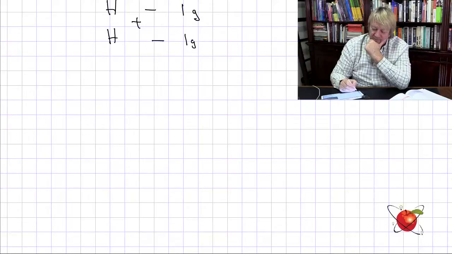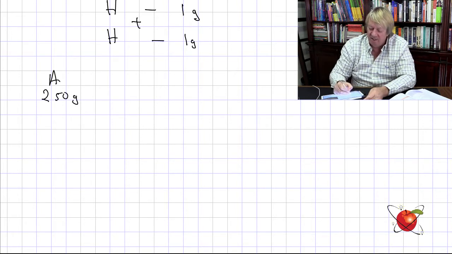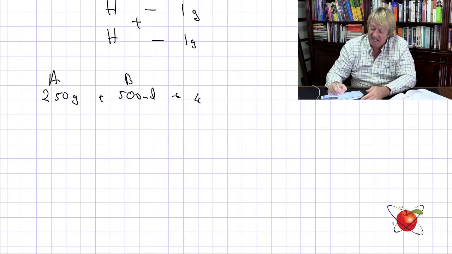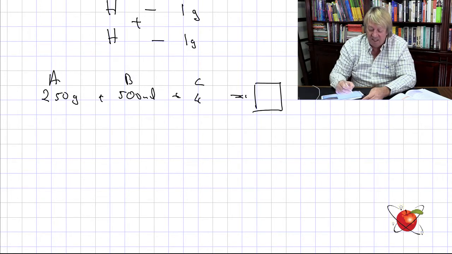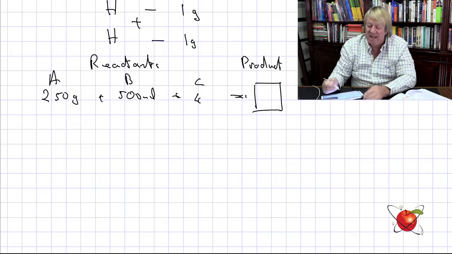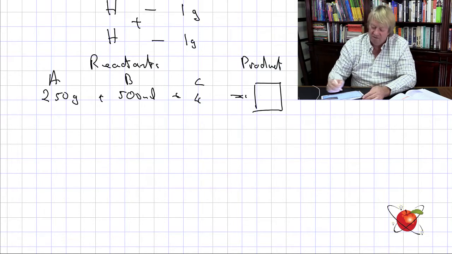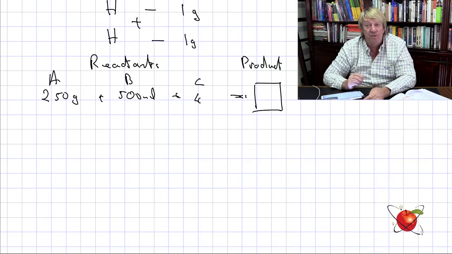For example, let us say that a basic ratio is 250 grams of A plus 500 milliliters of B plus 4 eggs, let's say it's C, all right? And we mix that together and we get A. These are our reactants, and this is our product, right? Let's say it's a batter we're making or whatever, it doesn't really matter. But that there is a ratio. It is 250 as to 500 as to 4.